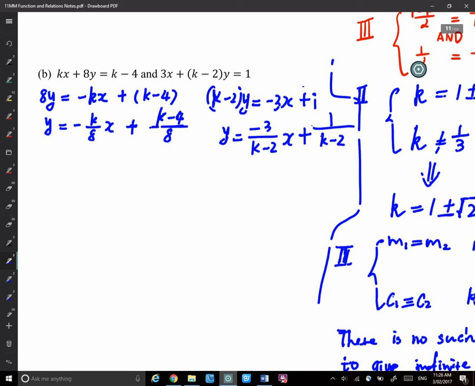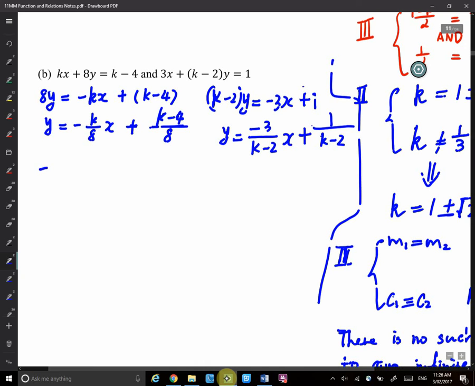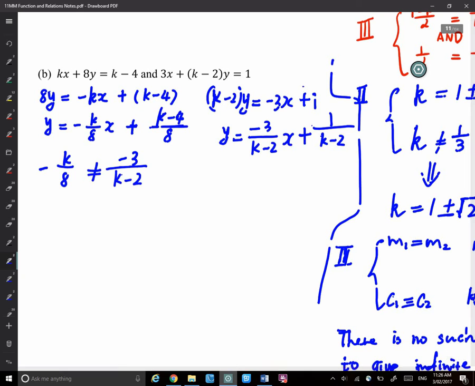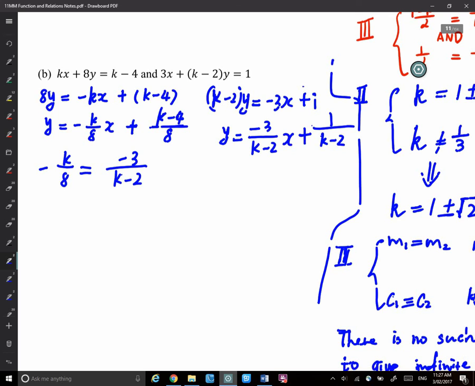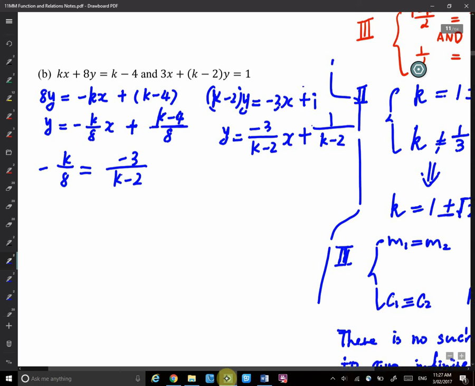So let's think about the unique solution. For the unique solution, what do we need? We need the two gradients not equal to each other. They will have an intersection. So what we need is minus k over 8 not equal to minus 3 over (k minus 2). To solve not equal, I will solve for equal first, and then k not equal to that value will make those two gradients not equal. So I can cross multiply in that way.